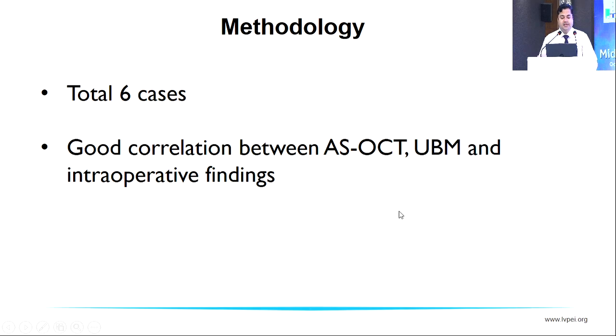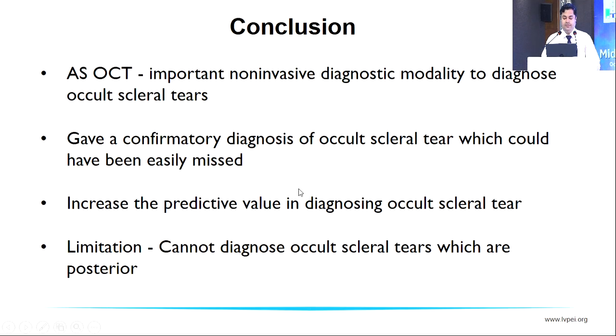So we have a total of 6 cases where there was good correlation between the anterior segment OCT, UBM, and also the intraoperative finding. Based on our evidence, we also correlated with the surgical notes which the surgeon had performed. To conclude, anterior segment OCT is an important non-invasive diagnostic modality to diagnose occult scleral tears. It gave a confirmatory diagnosis of occult scleral tear which could have been easily missed, especially in the first case and the third case, the foreign body. It increases the predictive value in diagnosing occult scleral tear.